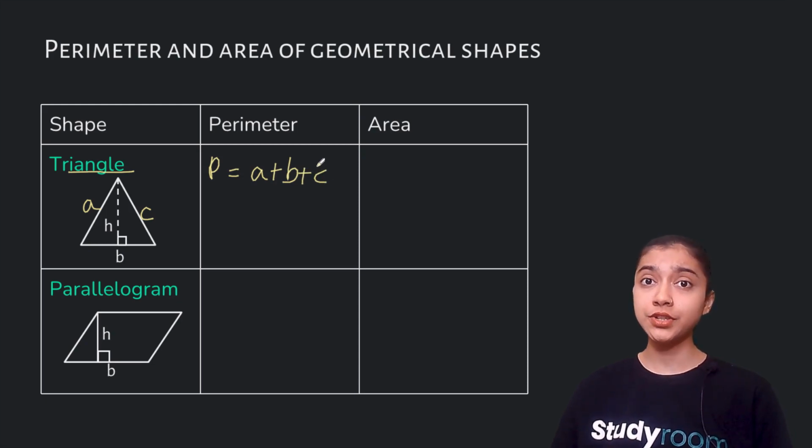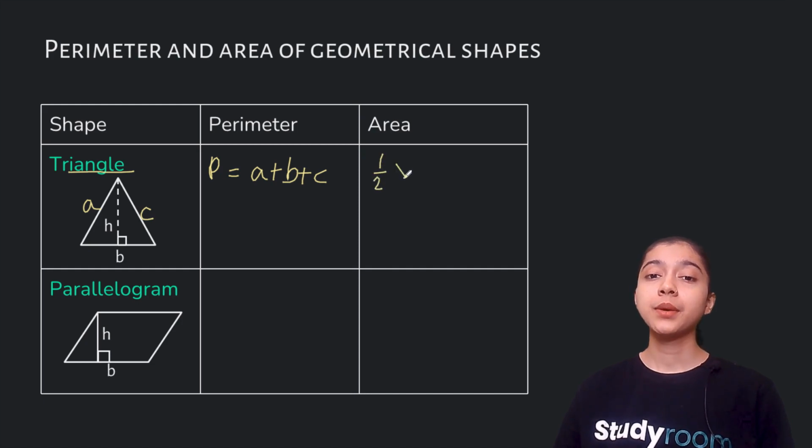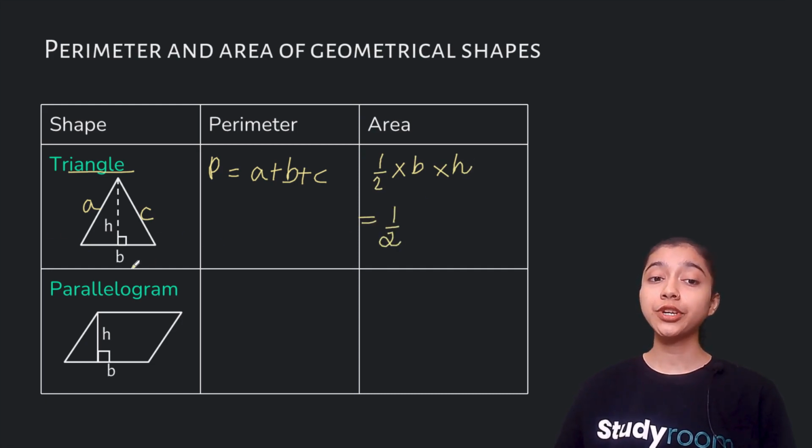Talking about the area of the triangle, it is half into base into height. So the area over here will be half. The base given over here is B, so it's again B. And the height given over here is H, so it will be half BH.